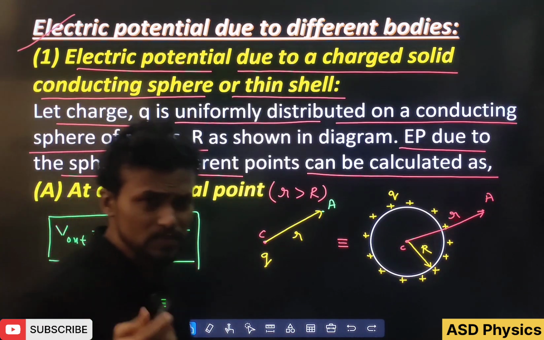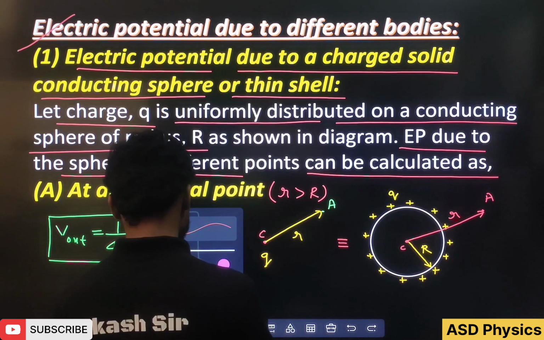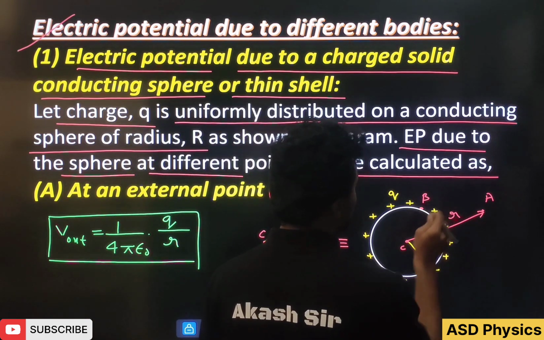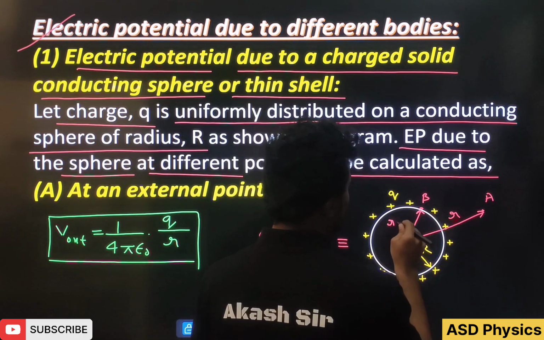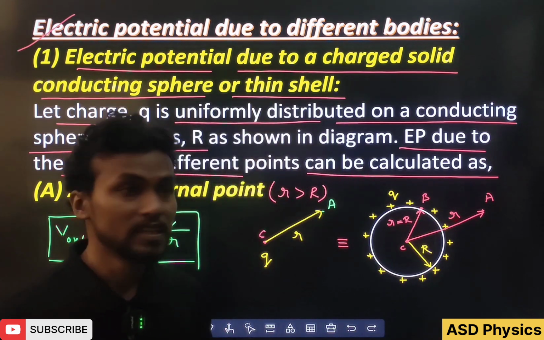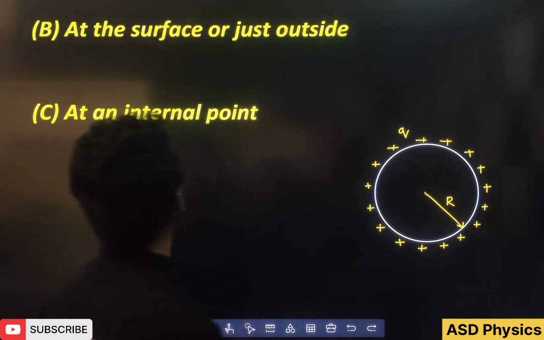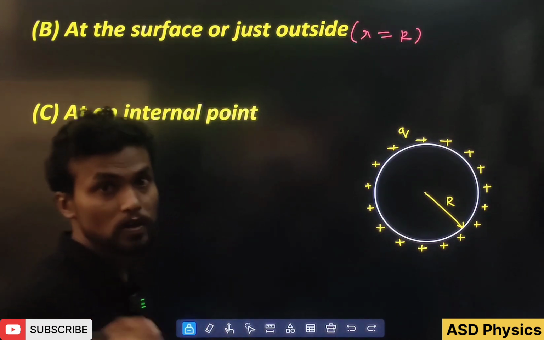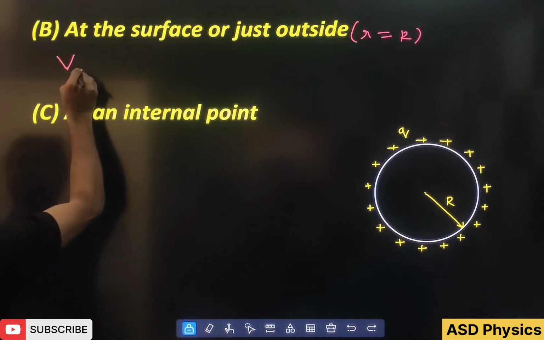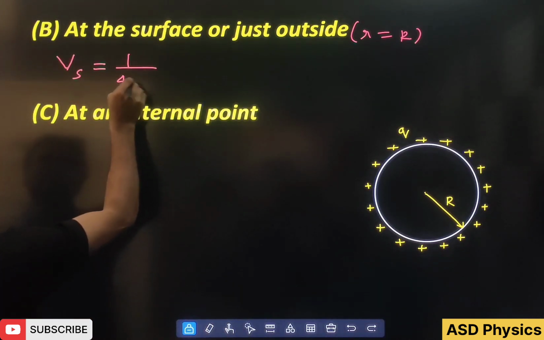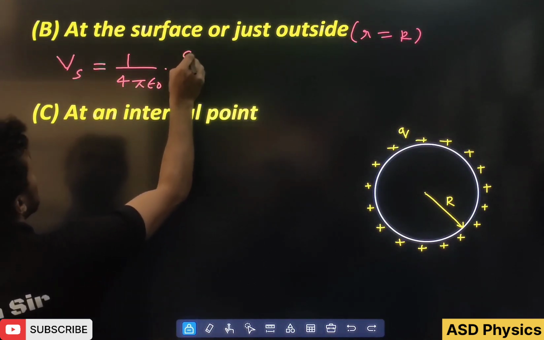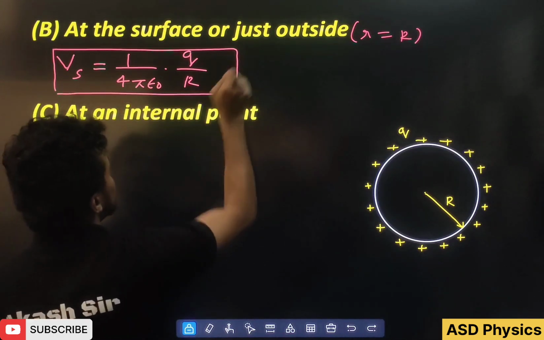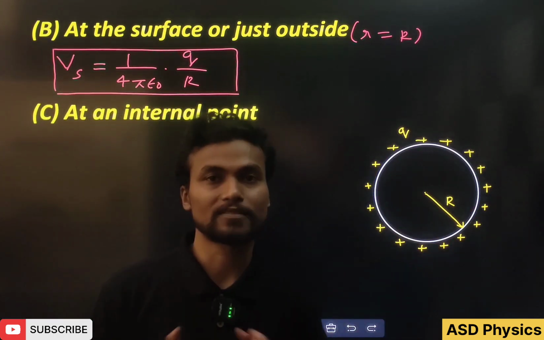This is the potential outside. Now in the second situation, if our observation point is at the surface or just outside, what will happen in this situation? This small r will be equal to capital R. That means the potential at point B, or at the surface, is given by 1 by 4 pi epsilon naught into Q by R. Here also, the total charge can be concentrated at the center whenever the observation point is outside or on the surface, no problem.